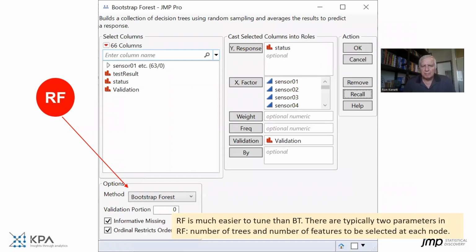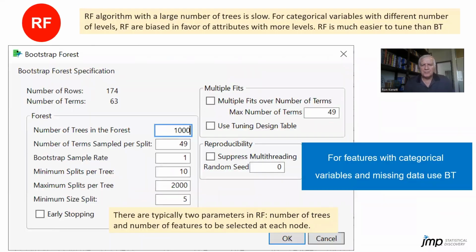If we try the bootstrap forest, another option, again, we do the same thing. We use the same validation set. The defaults of JMP are giving you some parameters for the number of trees and the number of features to be selected at each node. This is how the random forest works.